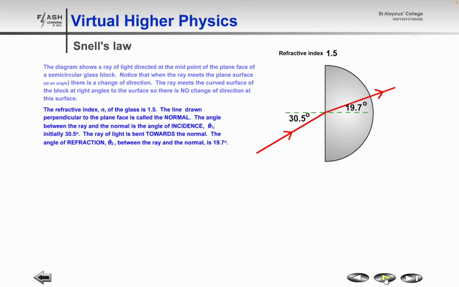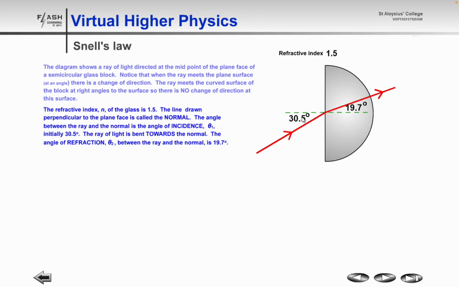In this example, the refractive index of the glass is 1.5, and we then measure the angles from the normal. So the normal, remember, is defined as a line at 90 degrees to the surface at the point where the ray meets. We're only looking at the change in direction here at the flat surface rather than the curved surface.